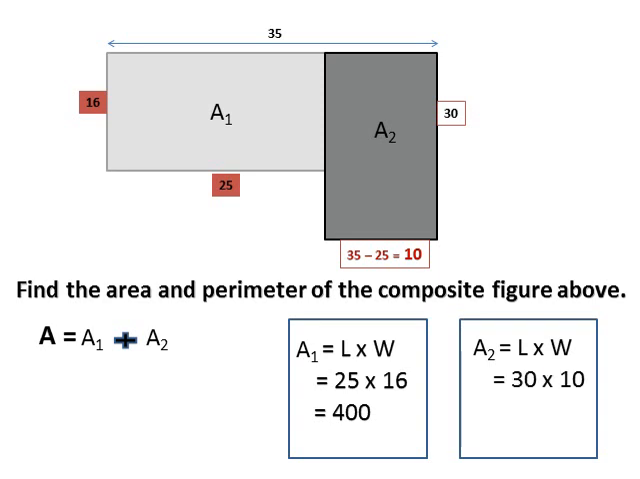Alright, so now area 2 is equal to 30 times 10, and that is 300. Now I plug in my area 1 and area 2 in my original equation. Okay, so therefore my total area is 700.